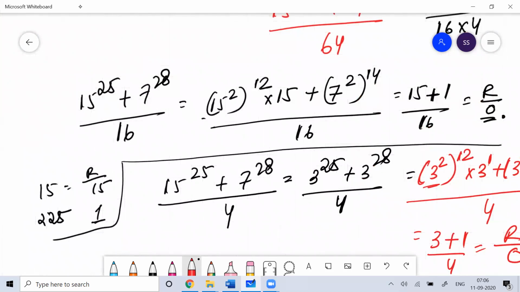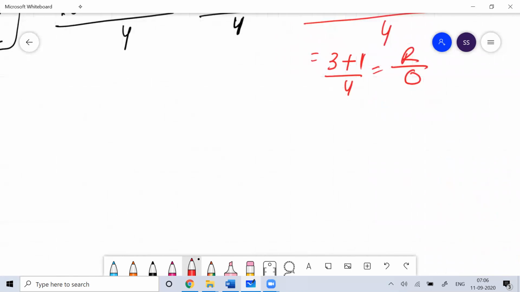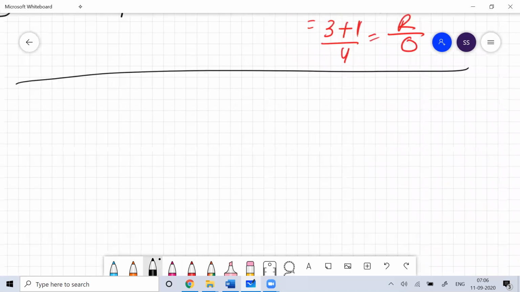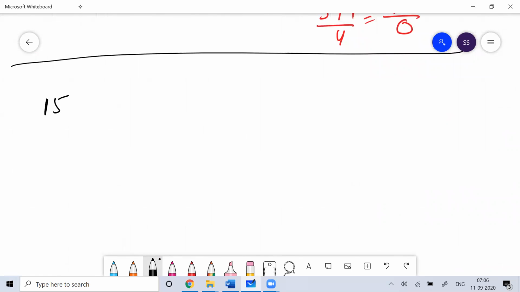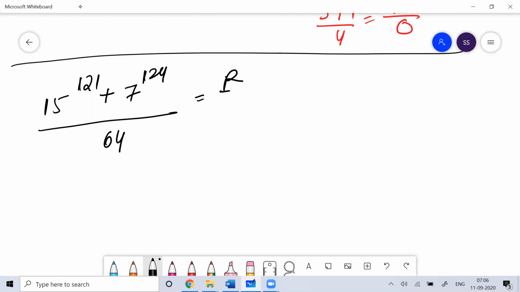So you can use the remainder theorem, the Chinese remainder theorem, or Euler's theorem. You can use any mechanism. Ultimately, the objective is to figure out how to get the answer. The same problem I can try by a step-by-step approach also: 15 to the power 121 plus 7 to the power 124, if you divide by 64, what is the remainder?